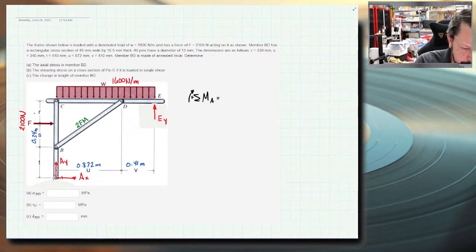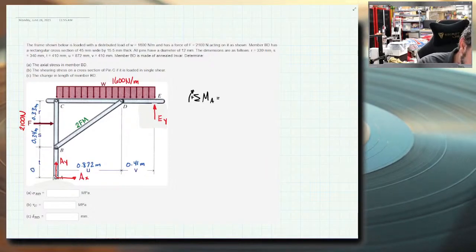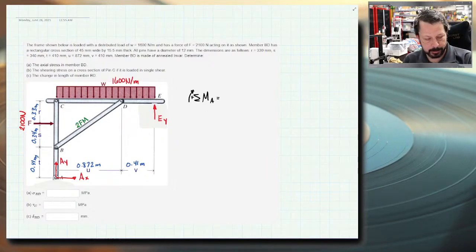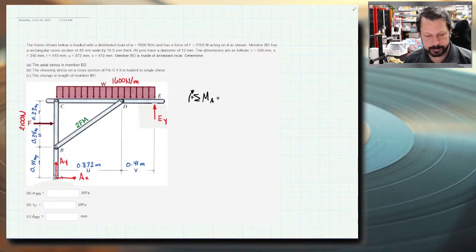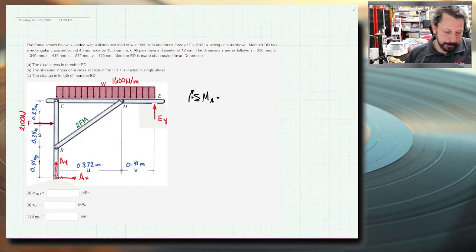Well, let's do it in blue like the others. R is 0.33 meters. T is the 0.41 meters. So I had those labeled backwards. Let's make sure I didn't do any others that way. S is 3040. U is 872. V is 410. Those look fine. But yeah, those were backwards.